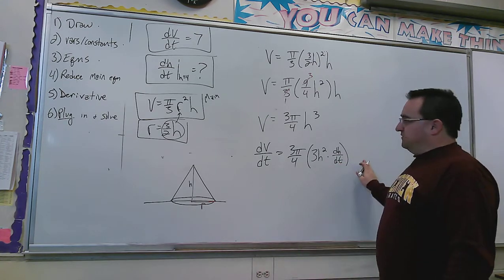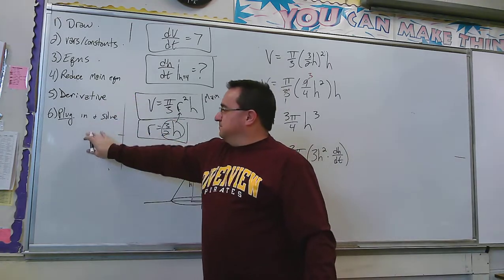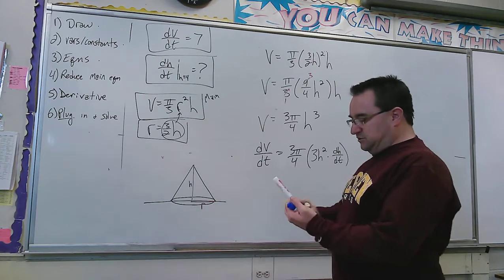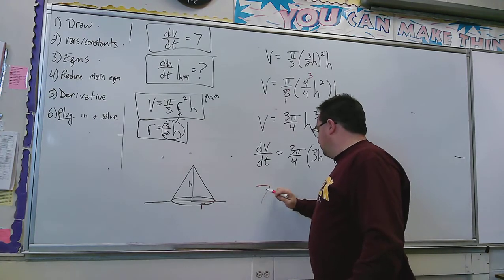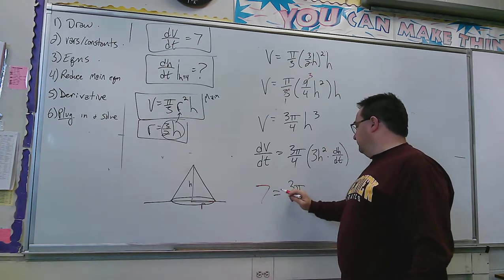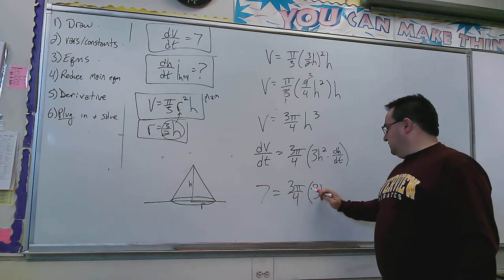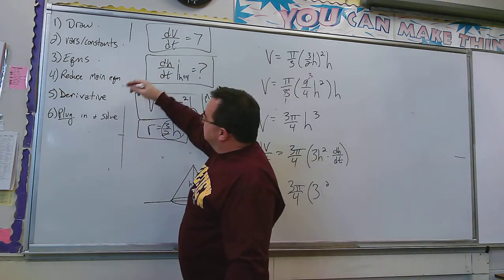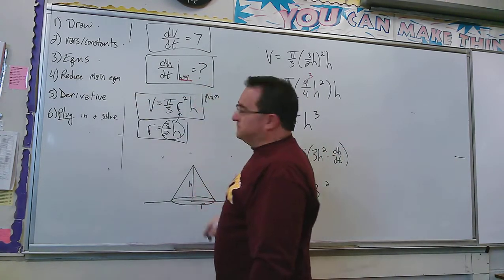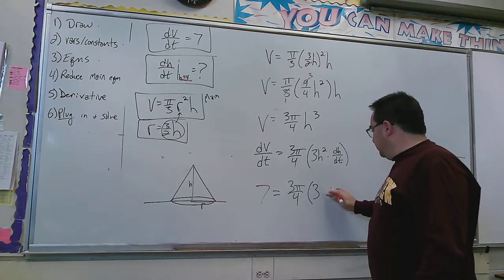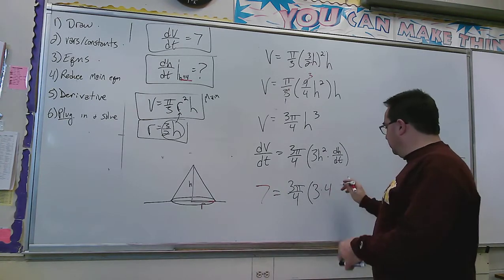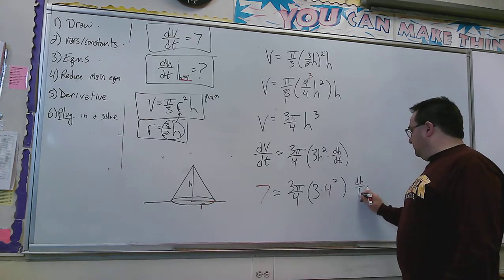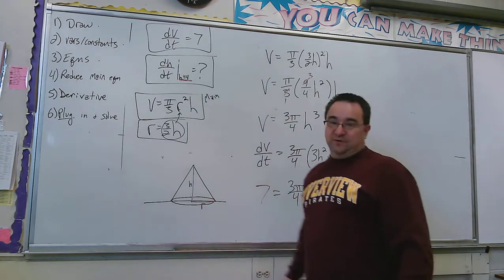Now I have the derivative. Next, I'm going to plug stuff in and solve. So what do I plug in? Look, dV/dt, now that's showing up. Here's 3 pi over 4, 3h, oops. Now this is making sense. When h is 4, so now is when I'm going to plug that in. Times 4 squared. And that is my unknown. So that's what I'm trying to figure out.